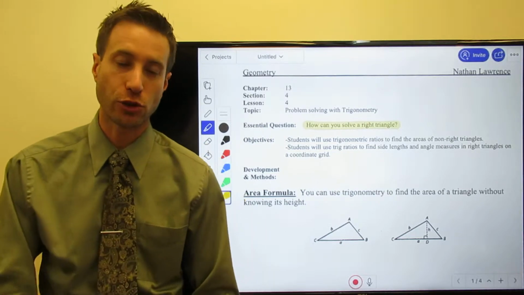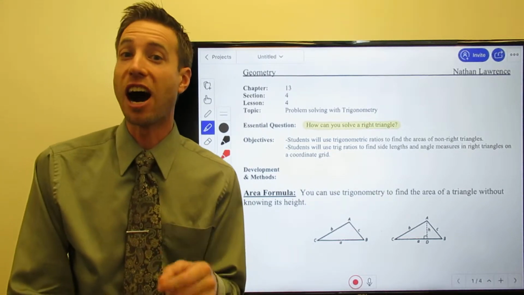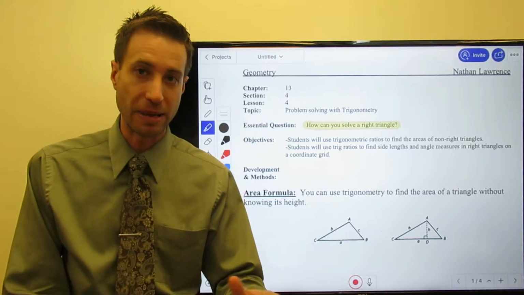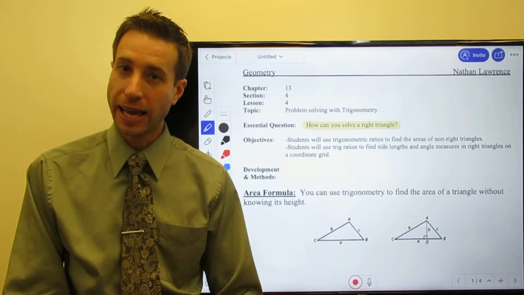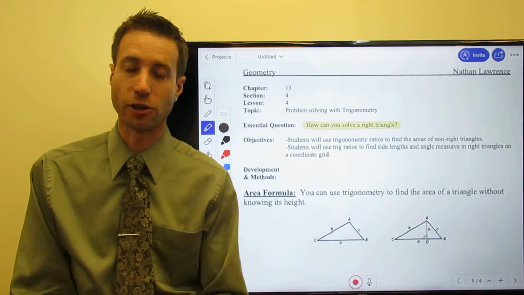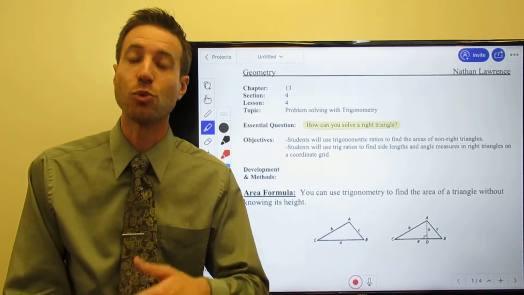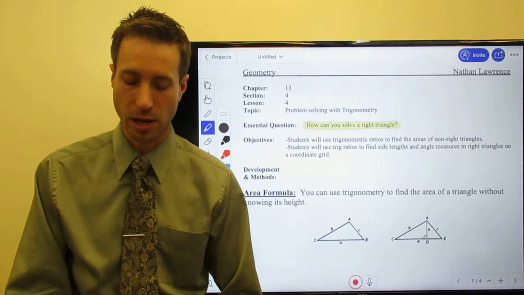how can I solve a right triangle, right? How can I find the unknown measures, whether they be lengths or angle measures of a right triangle? And to the rescue come the trig functions. Sine, cosine, and tangent will help us find those unknown measures.